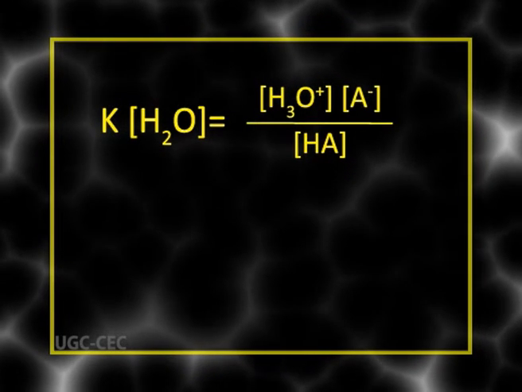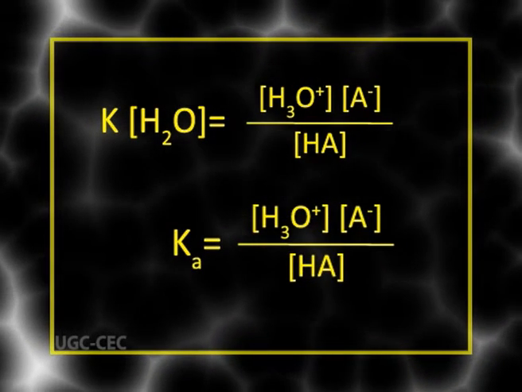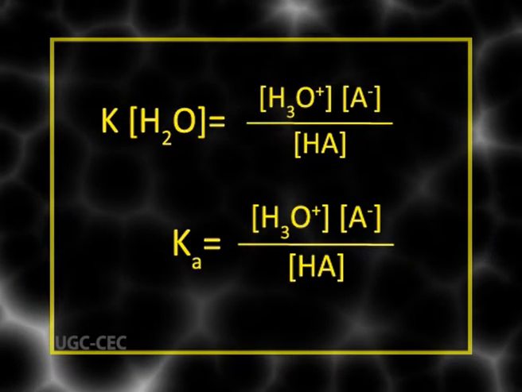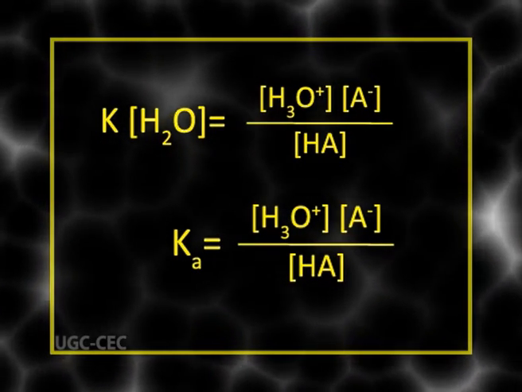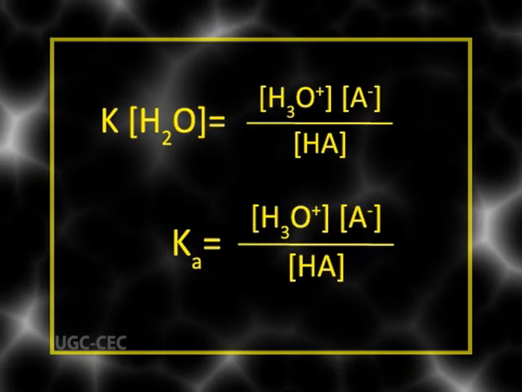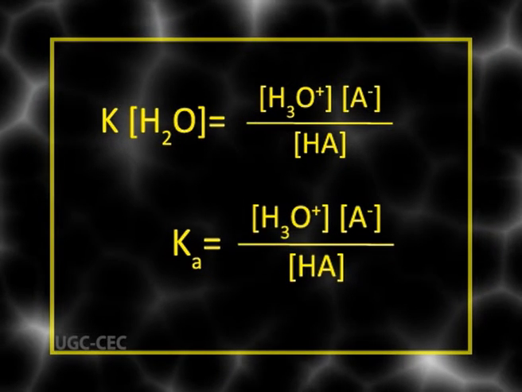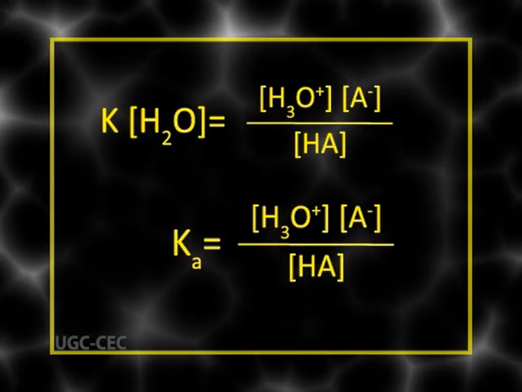From this equation, we have Ka, the product of K and the concentration of water, equal to the concentration of H3O positive, that is hydronium ion, into the concentration of A negative ion, divided by the concentration of the acid, that is HA. Here Ka is called the dissociation constant of the acid. The value of the dissociation constant gives an idea about the relative strength of the acid. The larger the value of Ka, the higher is the concentration of H3O positive and the stronger is the acid.